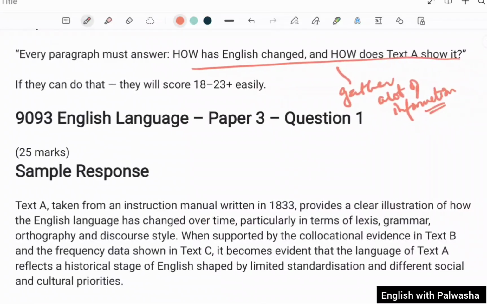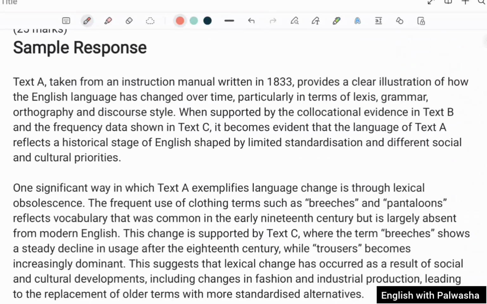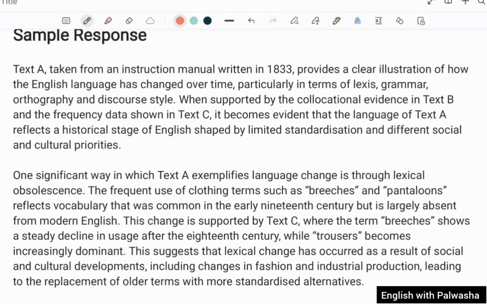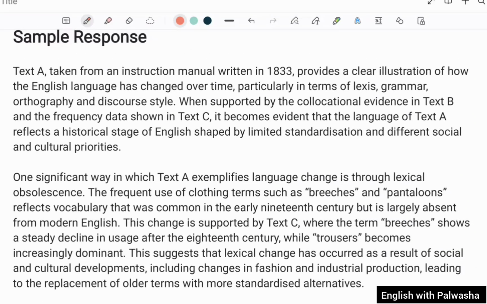Now let me give you a perfect sample response. Please write this response, learn it. I'm telling you, learn it. Learn this response and then embed the information from your own text. For example, you can change the word breeches to yours, and change the words wherever needed. Otherwise, you can learn this actual standard response.